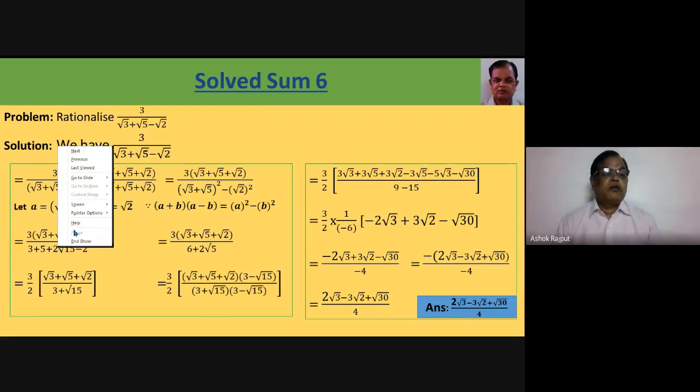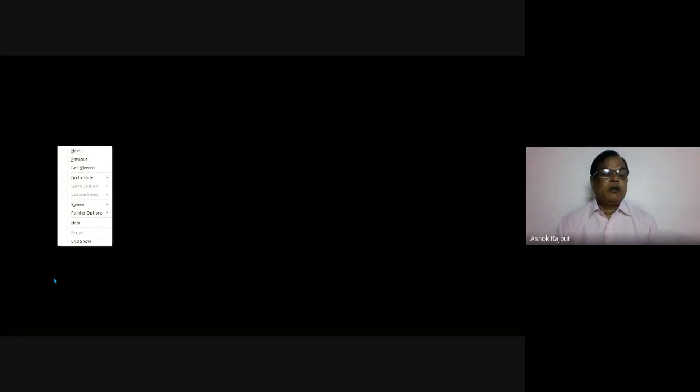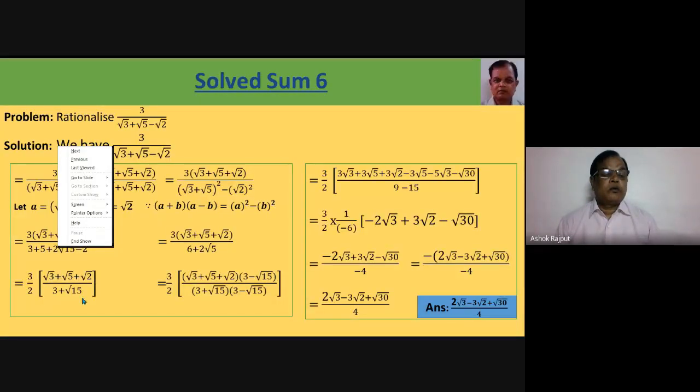Square of root 2 is 2. Then here we are finding 3 into, in the bracket, root 3 plus root 5 plus root 2 by 6 plus 2 root 5. Then we can take common here in the denominator 2. So we have taken here common 3 by 2 in the bracket, 3 root 3 plus root 5 plus root 2 by 3 plus under root 5.